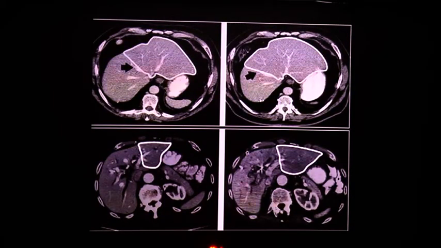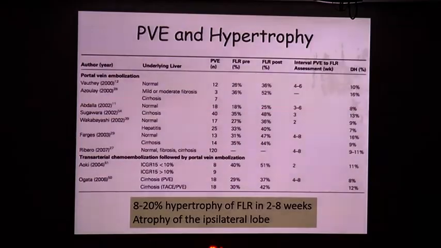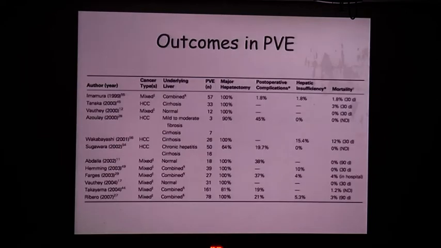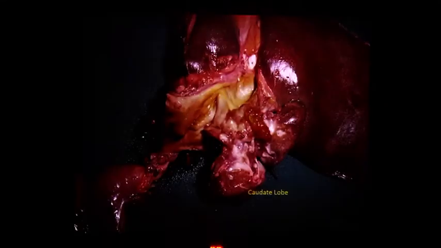So this is how it looks: pre-op, pre-procedure, post-procedure, after embolization. And these are the results. So you can see that with a period of 4 to 6 weeks, the hypertrophy is up to 20% in 2 to 8 weeks, with atrophy of the ipsilateral lobe, and the outcome is good with low mortality and low hepatic insufficiency, which is our aim in doing that.